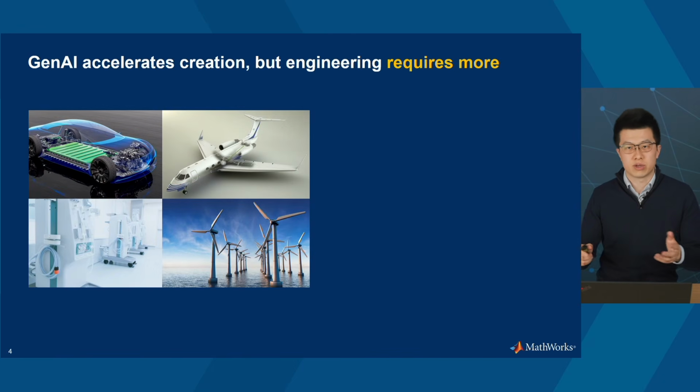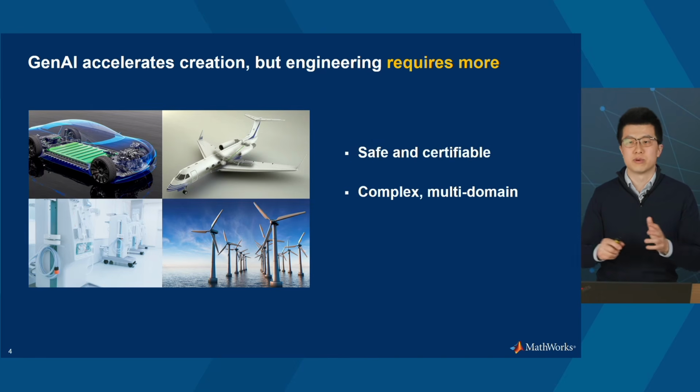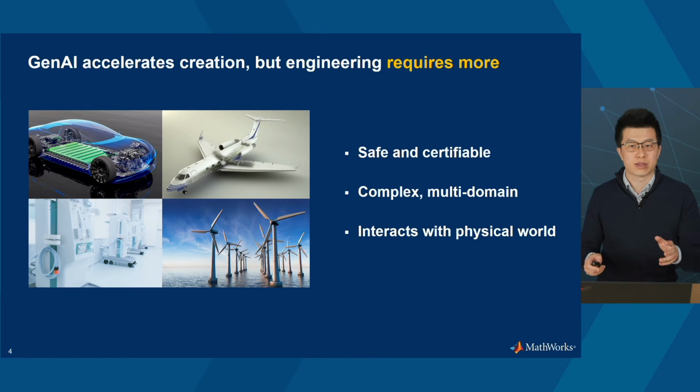Gen AI is great at creating things fast, but complex engineering isn't just a creation problem. The systems that you develop have to be safe, have to incorporate components from multiple domains, and interact with the physical world. So these aren't limitations of Gen AI. They are the reason why trusted engineering tools become more important when AI becomes added into the loop.